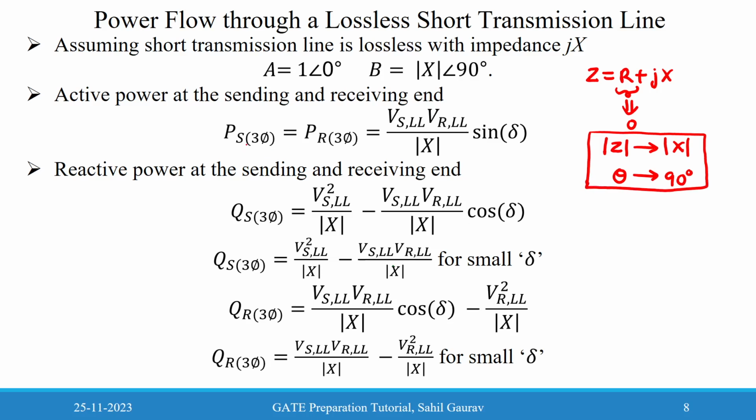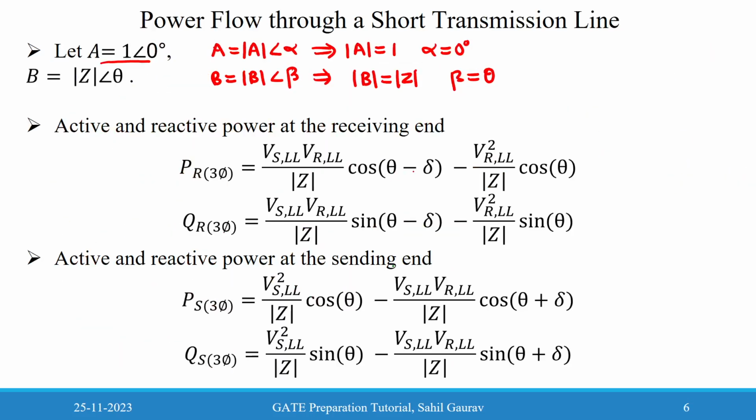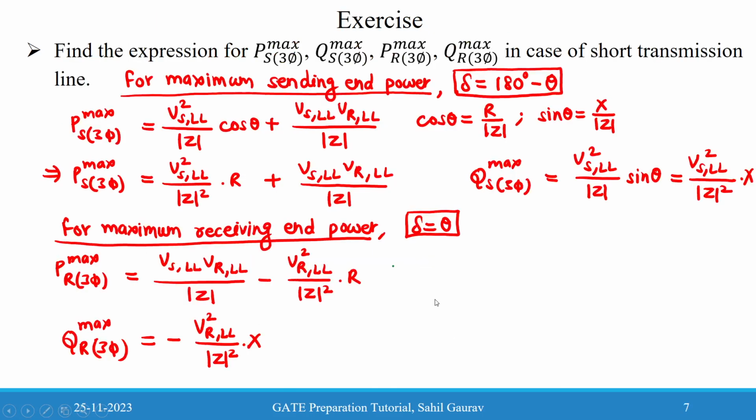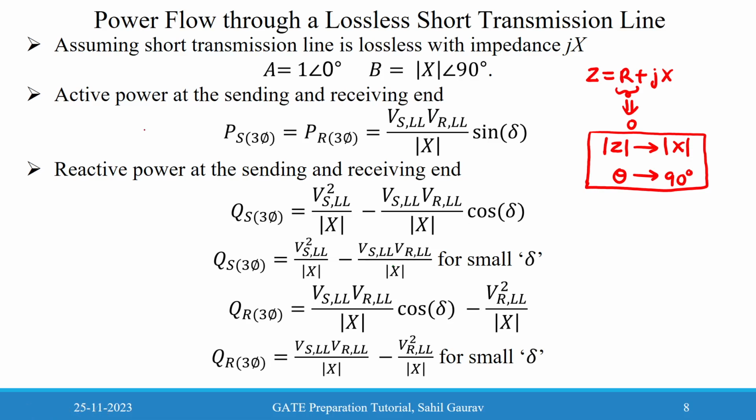you will get the sending end active power equal to the receiving end active power, that is Vs LL into VR LL divided by mod X sin delta. Like here you have to put the theta value as 90 degree, so cos of 90 minus delta, sin theta, and theta equal to 90 degree, that is cos theta equal to 0. So here this PR three phase you will get, and PS three phase you will get in a similar way. So this is very important.